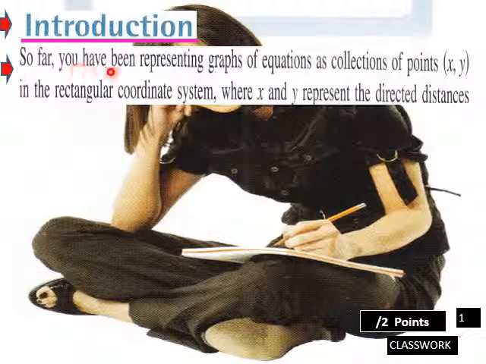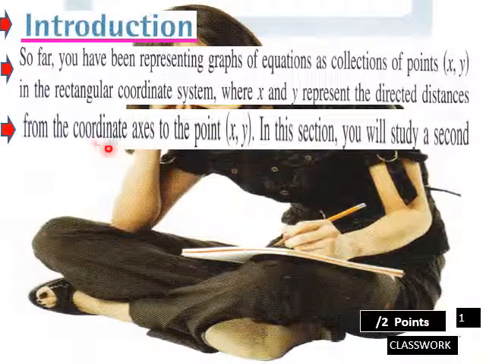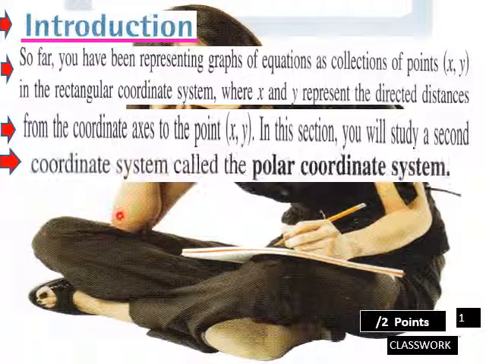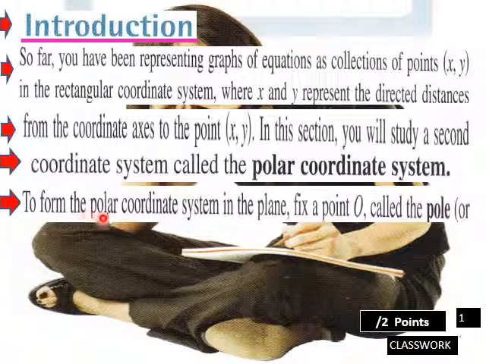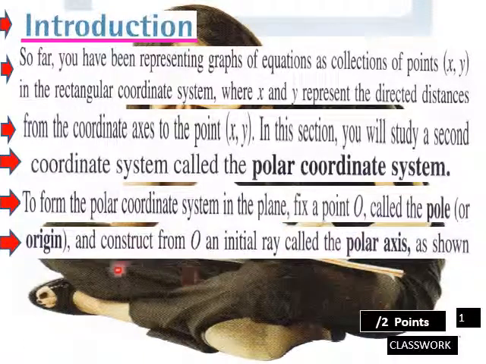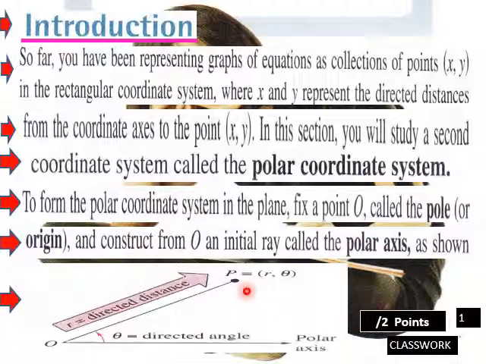The introduction. So far you've been representing graphs of equations as a collection of points (x, y) in the rectangular coordinate system, where x and y represent the directed distances from the coordinate axes to the point (x, y). In this section you will study a second coordinate system called the polar coordinate system. To form the polar coordinate system in the plane, fix a point O called the pole or the origin, and construct from O an initial ray called the polar axis as shown.